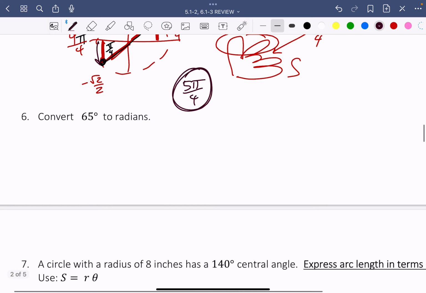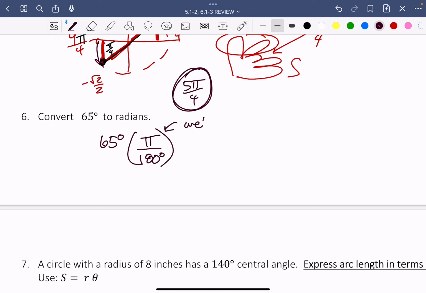Okay. Then converting degrees to radians, we know we're just going to use a well-chosen one. And so I could multiply it by pi over 180, or 180 over pi. Which one is it? Well, we want to remove degrees, so we'll put 180 on the bottom. But again, this is still a well-chosen one. So now when you multiply it, you get 65 pi over 180, yes. And then you just simplify that fraction. And I'll let you do that.